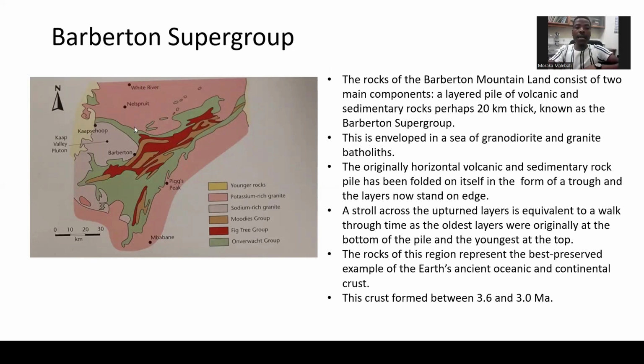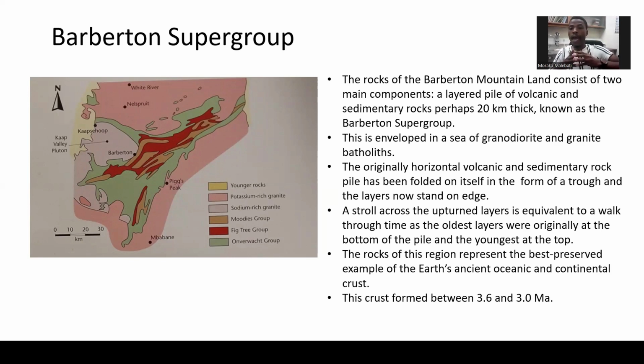The Barberton Greenstone Belt, as you can see, consists of the Onverwacht Group, which is divided into lower and upper Onverwacht groups, Fig Tree and Moodies groups. So it means that the Barberton Supergroup comprises three groups, mainly Onverwacht, Fig Tree group, and Moodies group.